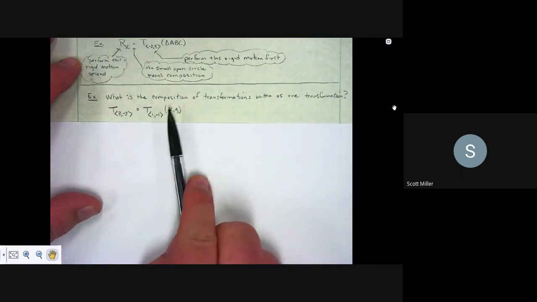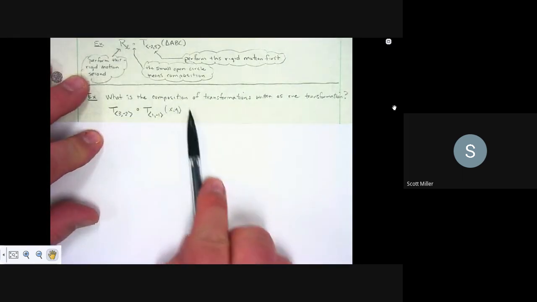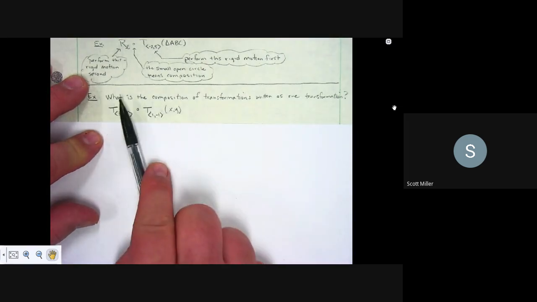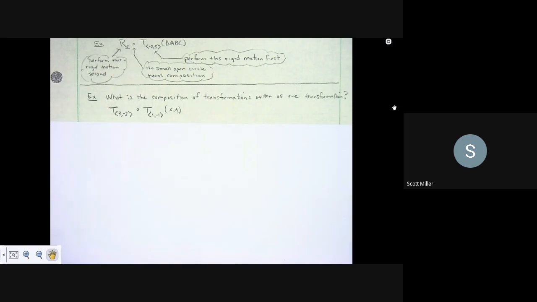So here's an example. So I'm going to translate it this way first, and then I'm going to translate it that way. So because they're both translations, I can actually do one translation to represent the final piece, and that's what they kind of wanted us to do here. So let's look at this example.